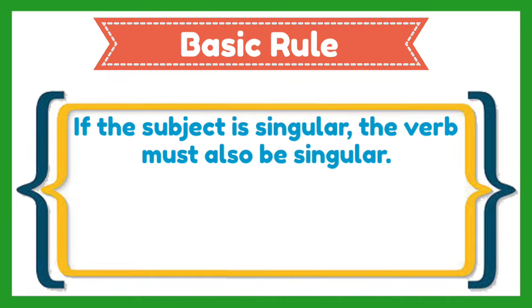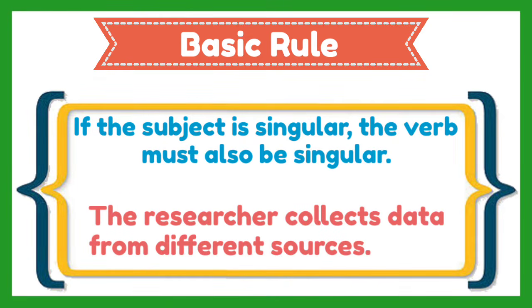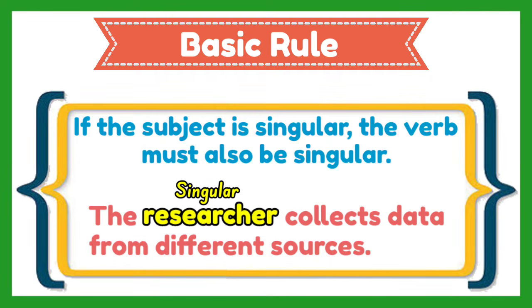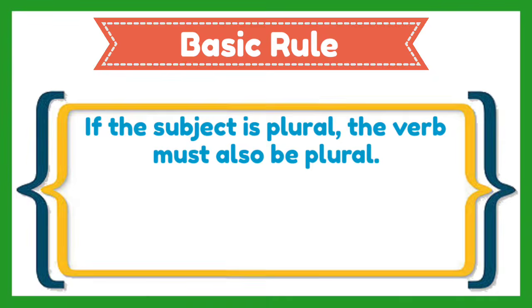For example, the researcher collects data from different sources. In this example, the subject is researcher. It is singular. And so, the verb must also be singular, which is collects. As easy as that. And if the subject is plural, its verb must also be plural.